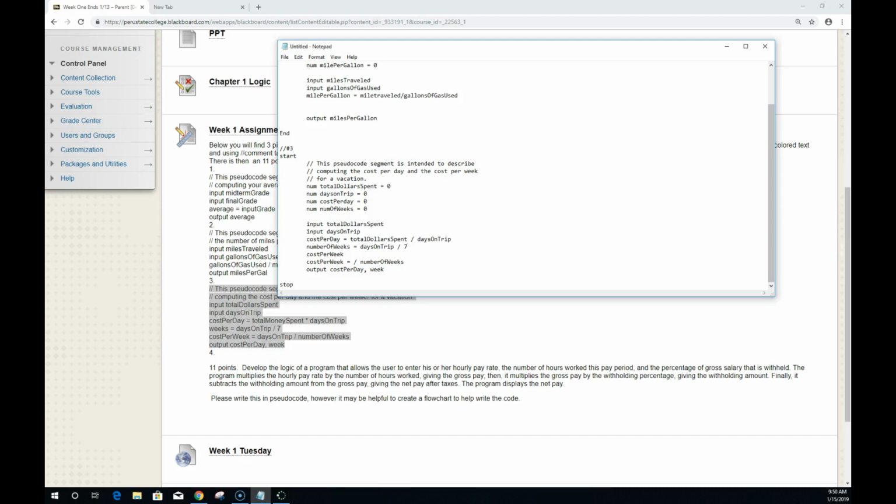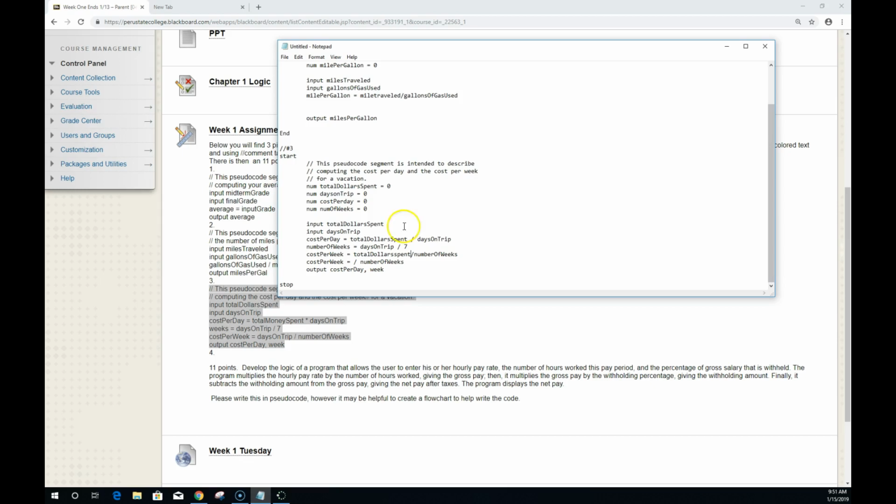Is that what you're trying to calculate? How much it costs you per week. That's what you're supposed to output, the cost per day and the cost per week. Total dollars spent divided by number of weeks. Which is the same that you have now. So does that look like it's going to give us a cost per week?